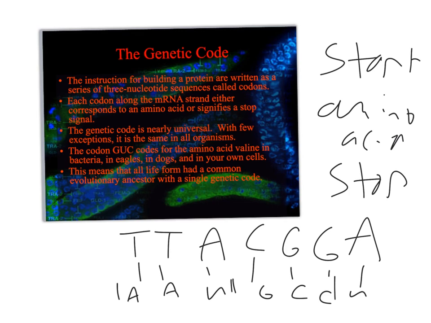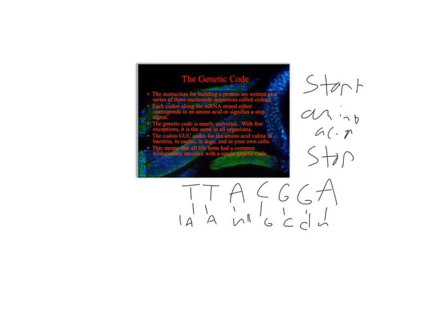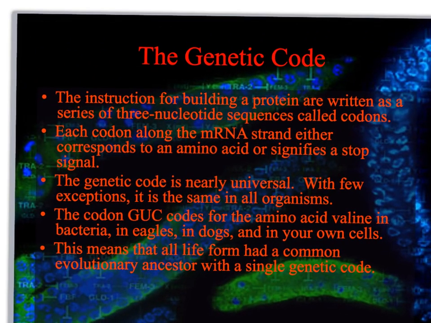it doesn't code for anything, and therefore that is a stop signal or the terminator. The other thing that's interesting with the genetic code is that it is nearly universal, which basically means that whether you're us, a bacteria, whatever, you use the same genetic code. You don't have to use a different key for bacteria, a different one for animals or plants. And so GUC codes for the amino acid valine in bacteria, eagles, dogs, your own cells.